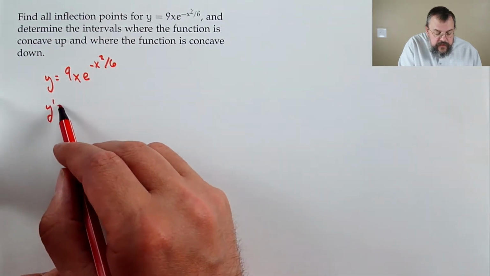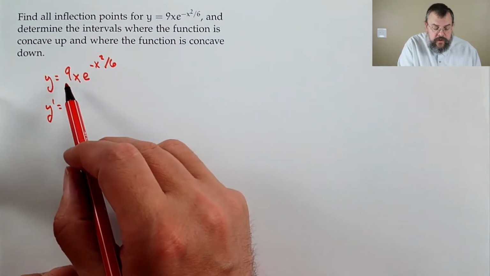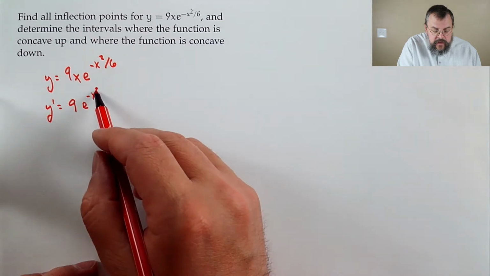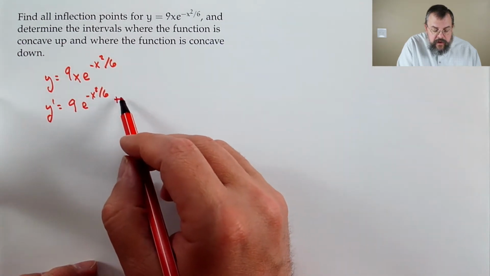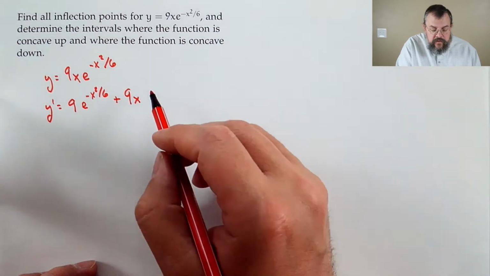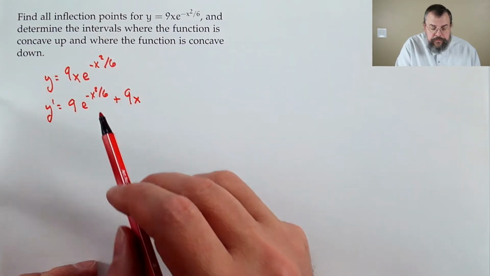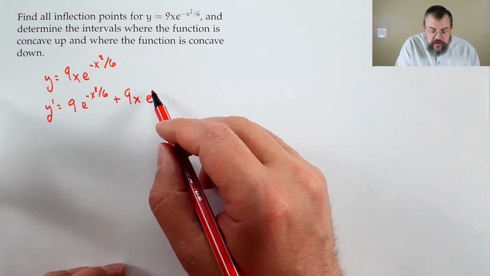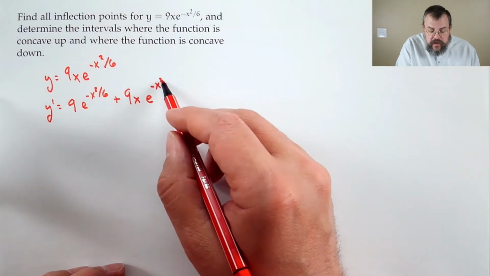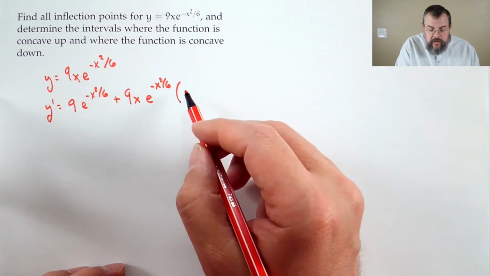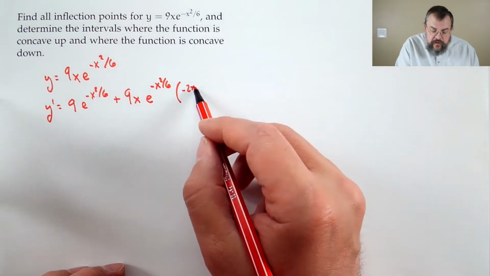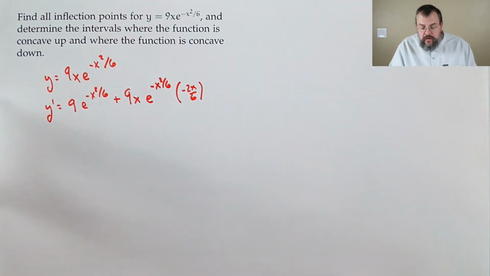Take our first derivative. So, product rule. Derivative of the first, 9, times the second, e to the minus x squared over 6, plus the first, 9x, times the derivative of the second. Well, the derivative of e to the minus x squared over 6, by the chain rule, e to something is e to something, times the derivative of that something. So here, it'll be minus 2x over 6, and really that would become minus x over 3.